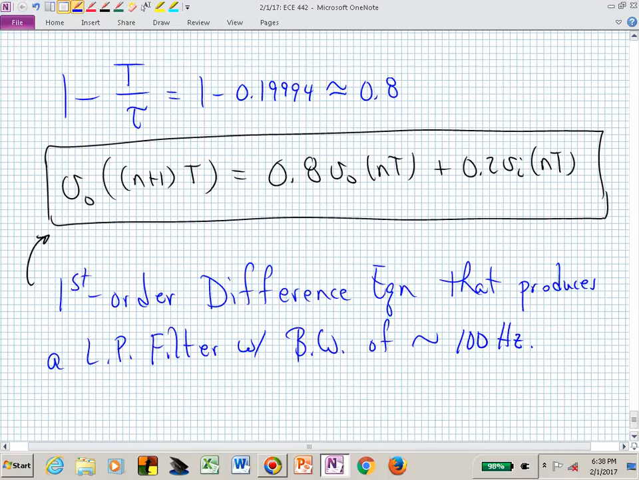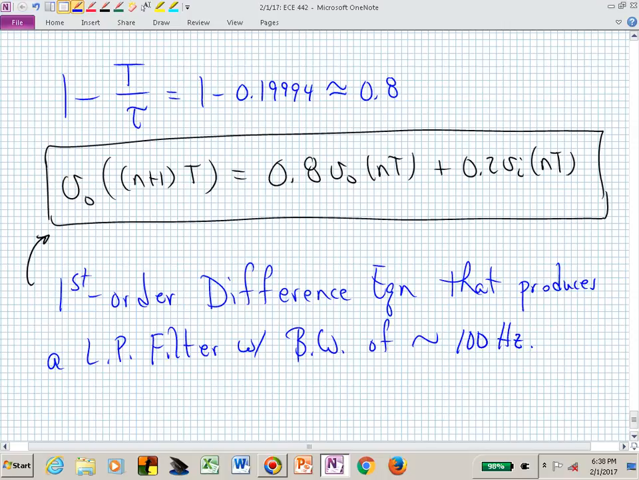What does this say to do? It says to take 20% of that input, add it to 80% of the previous output, and make the new output value. What are you doing? You're really just doing a moving average of the waveform to get a filtered version of that input signal. It's just a first order difference equation that now is operating as a low pass filter.